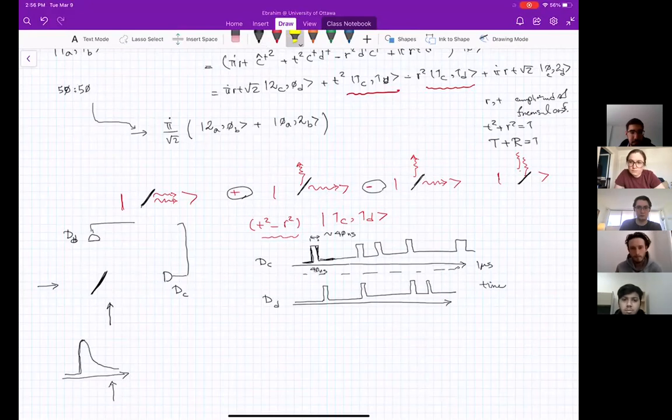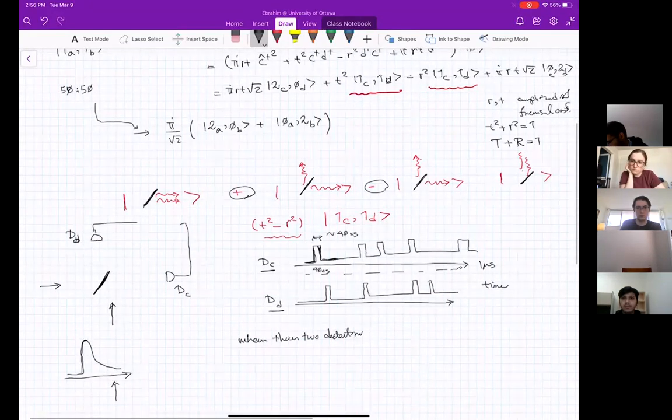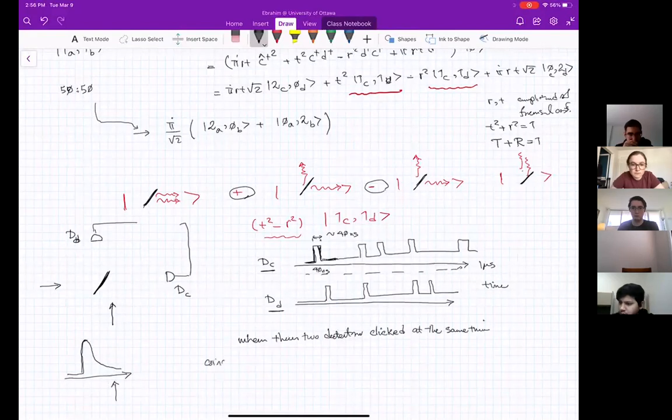Detector C and detector D: when or where did these two detectors click at the same time? We call these coincidences, okay? Coincidences.